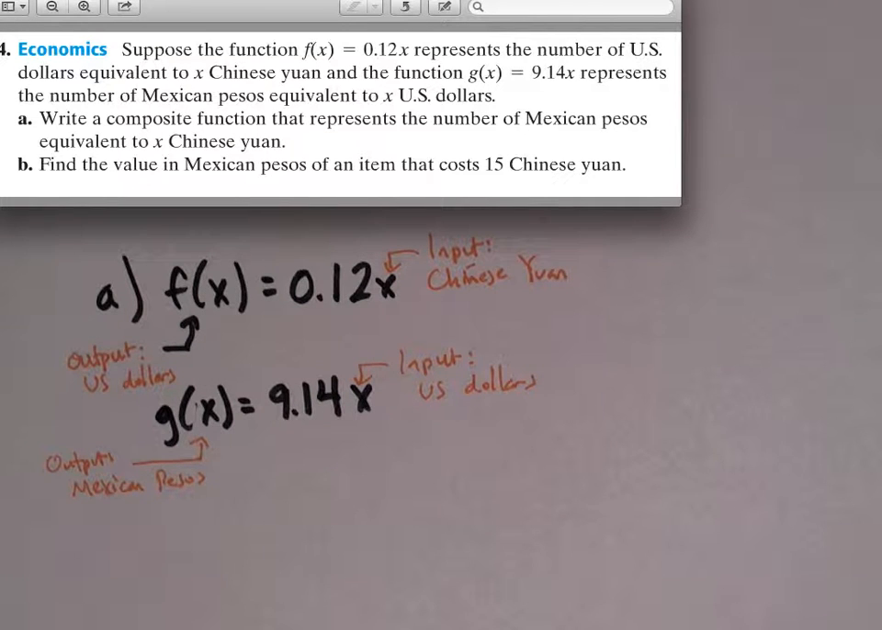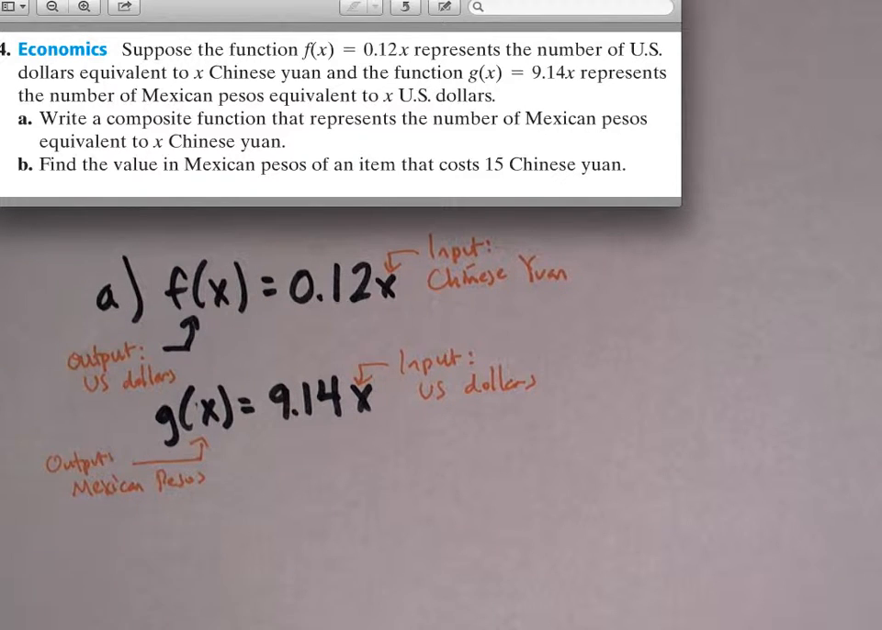Okay, let's do one more problem. Suppose we have f of x equals 0.12x, representing the number of US dollars equivalent to x Chinese yuan, and the function g of x equals 9.14x represents the number of Mexican pesos equivalent to x US dollars.